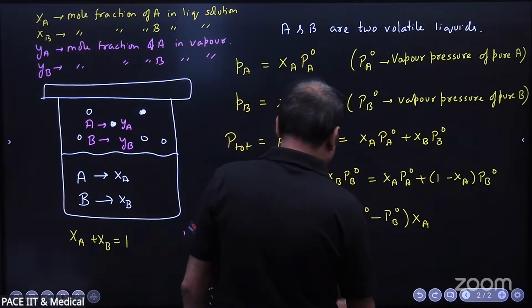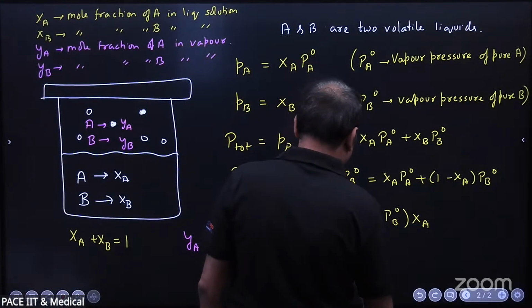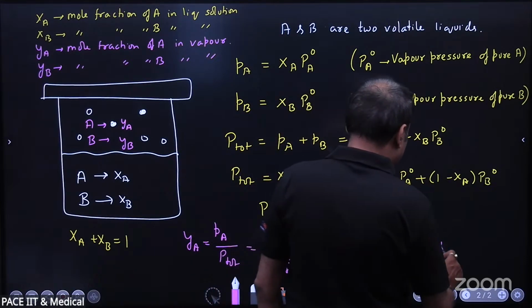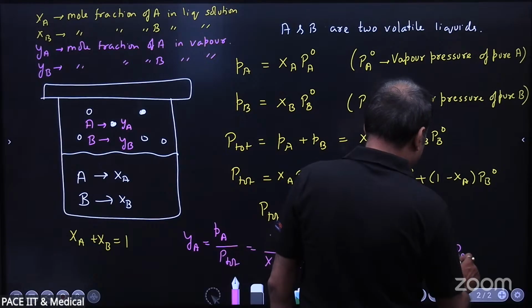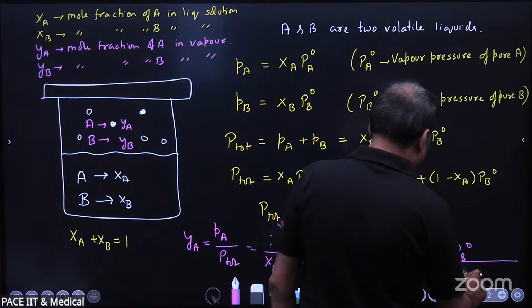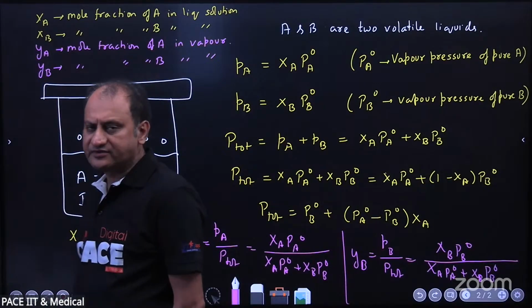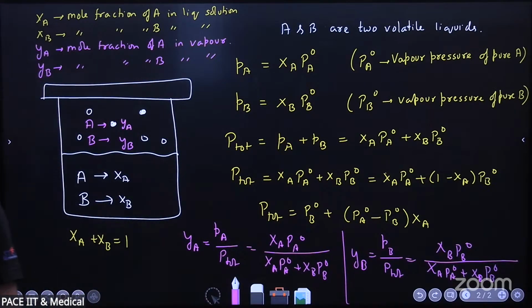And similarly, YB we can write as partial pressure of B by total pressure. That will be XB P_B naught upon XA P_A naught plus XB P_B naught. So these will be the various relations in this section which we need to remember.